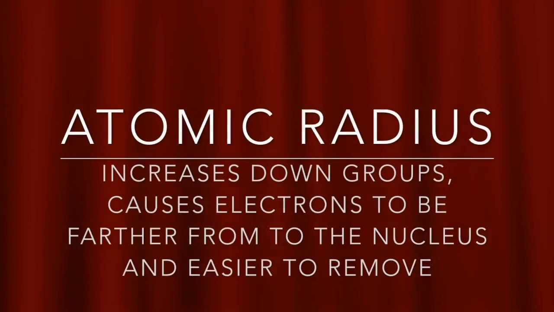Atomic radius also increases down groups, causing the ionization energy to decrease down groups. Electrons are farther from the nucleus and easier to remove if the atomic radius is larger.